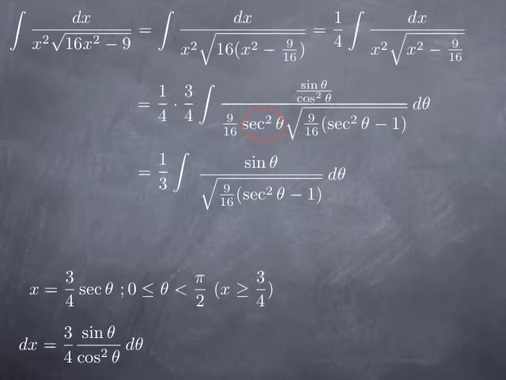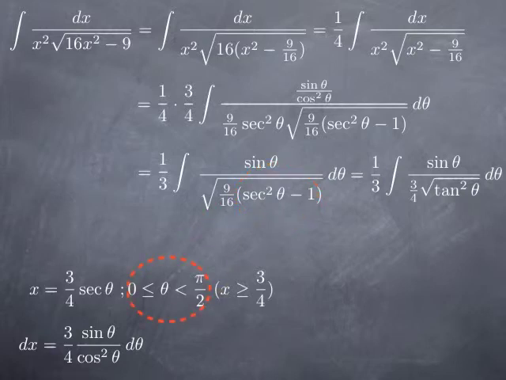I can pull the 9/16 out of the square root, and the secant squared theta minus 1, this is where we use the trig identity, is simply tangent squared. So when I pull 9/16 out of the root, I get 3/4, and then I'm left with root of tangent squared theta. So 1/3 multiplied by the reciprocal of 3/4, that's 4/9.